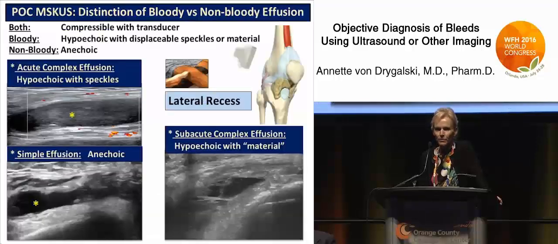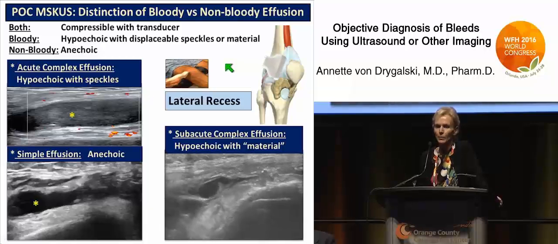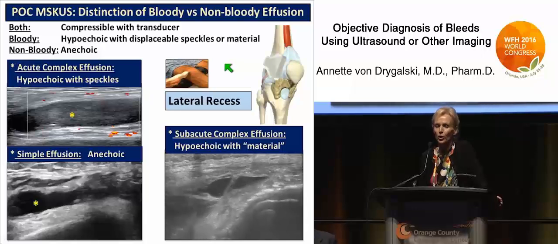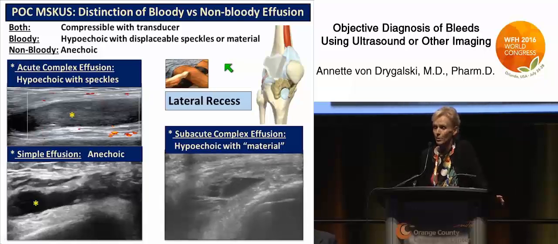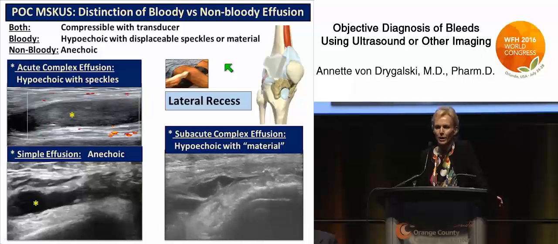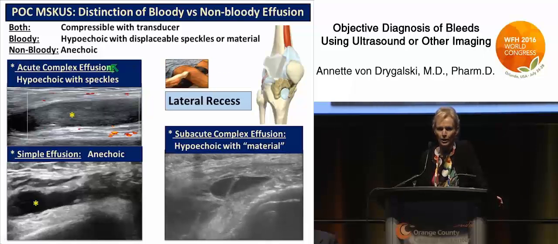So now we come again back to the ultrasound. How would one distinguish bloody versus non-bloody effusions? We take the lateral recess here as an example. Both are compressible with the transducer, and then bloody is usually hypoechoic with displaceable materials or speckles, versus non-bloody, which we call a simple effusion, is simply anechoic and black. And I have 3 effusions here for you, and we can go through them.